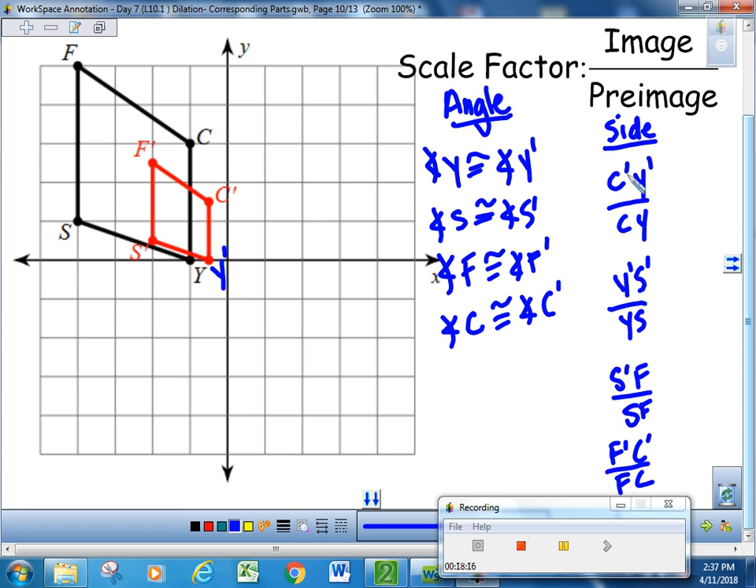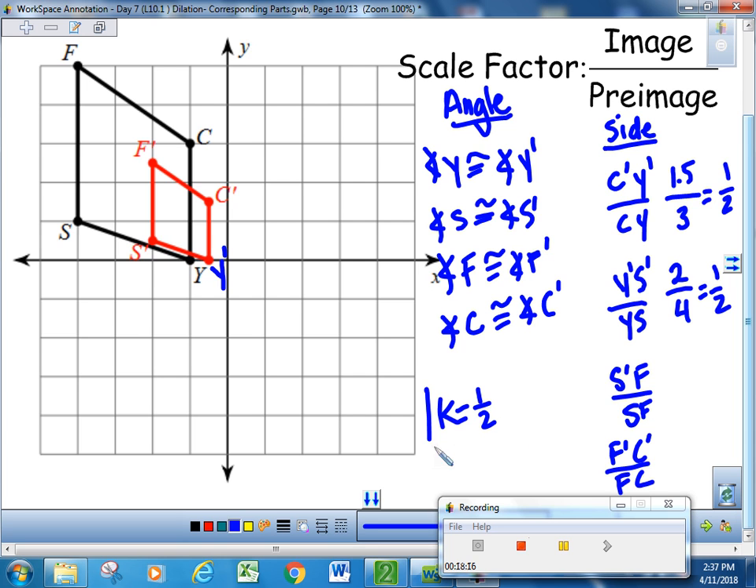And the two sides, we can count CY and CY prime. So this is 1.5. And this is 1, 2, 3. So again, we have a scale factor of 1/2. And this one is 2 over 1, 2, 3, 4. Simplifies to 1/2. So you can say our K, scale factor, is 1/2.